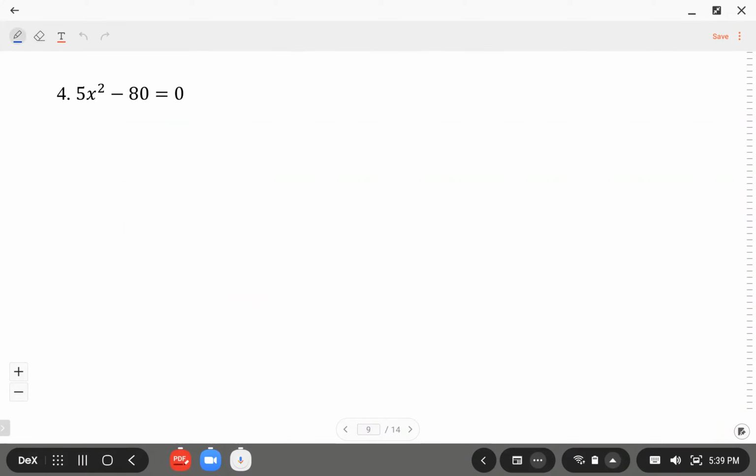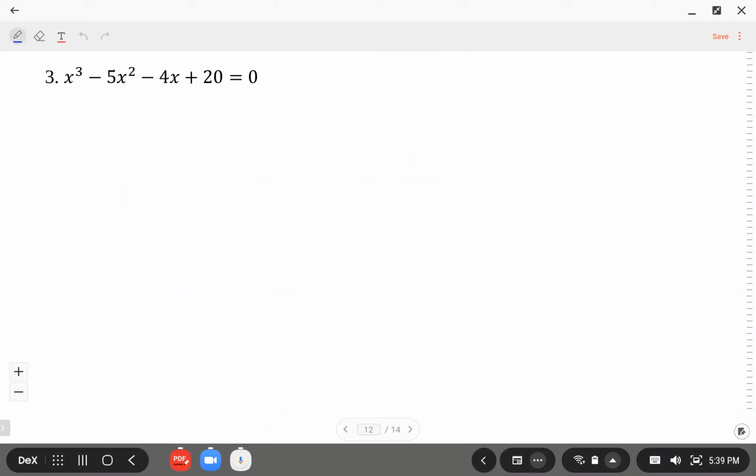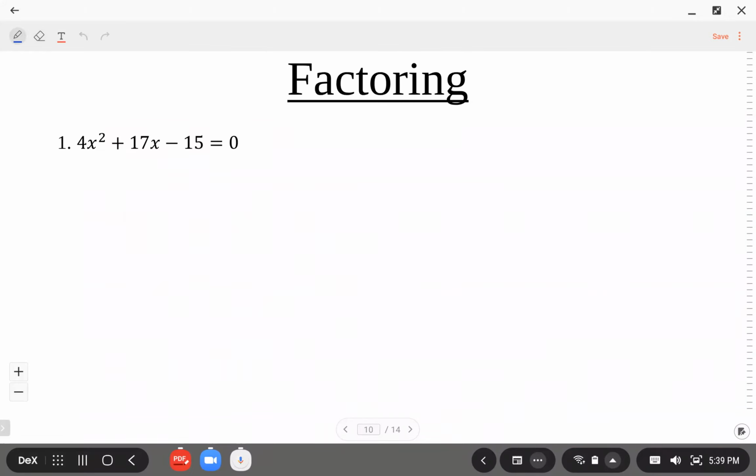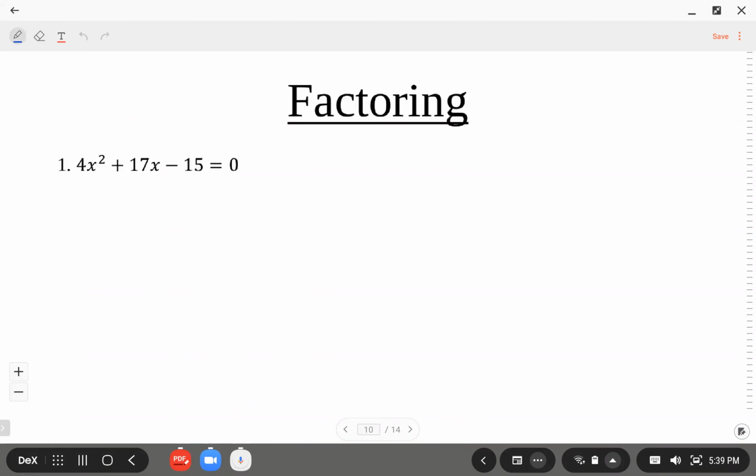Next problem before factoring. Actually, let's move on to factoring. Okay, square root is too easy for you guys. Factoring. Number 1, let's solve this equation by factoring. 4x squared plus 17x minus 15 equals 0. Okay, do it.